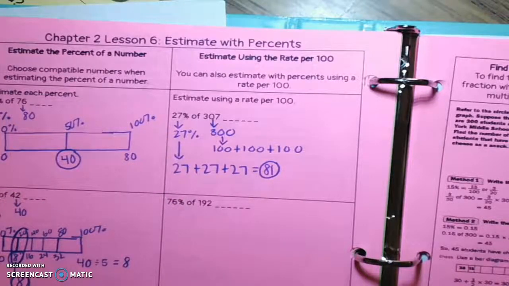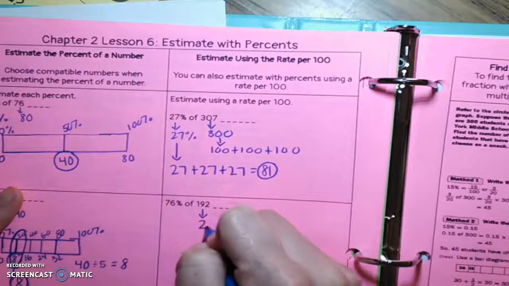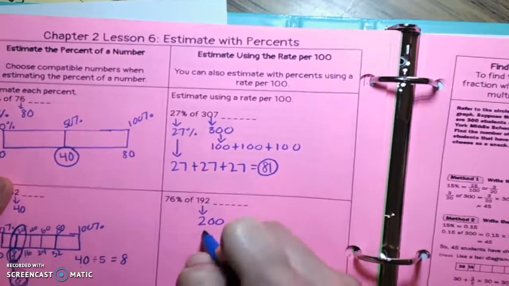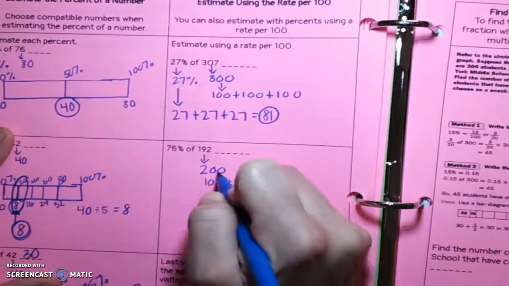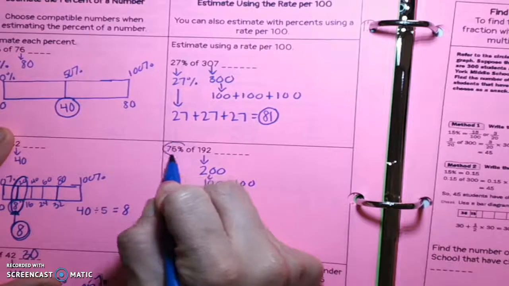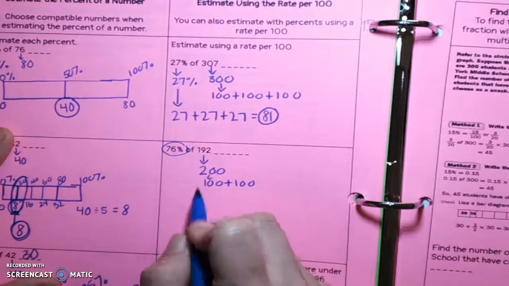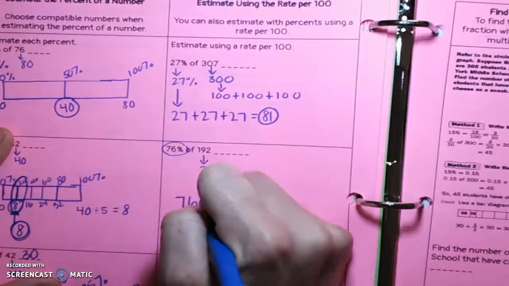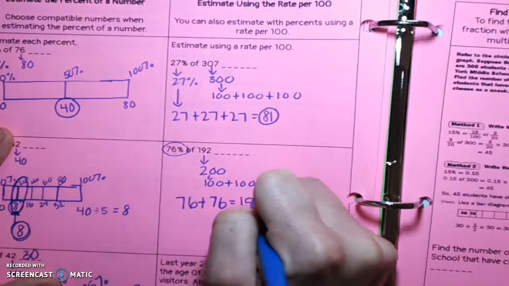So let's look at the next one. 192, that's closest to 200. So that would be 100 plus 100. So we're going to add the 76 2 times. Since we added 100 2 times to get 200, we're going to add 76 2 times. So our 76 plus 76 equals 152.